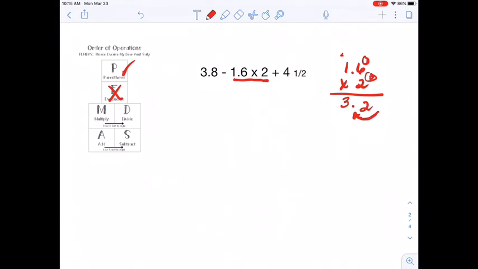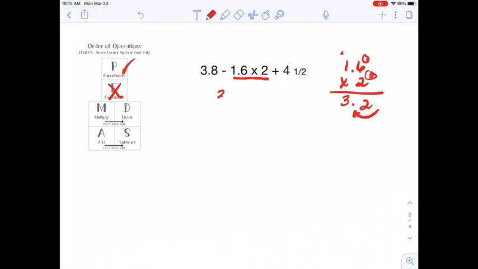Let's think about that with estimation. 1 6/10 is close to 2. It would round to 2. If I multiplied 2 times 2, my answer should be somewhere near 4. My answer is much closer to 4. 3 2/10 is much closer to 4 than 32 is. So I know my decimal is in the right place.